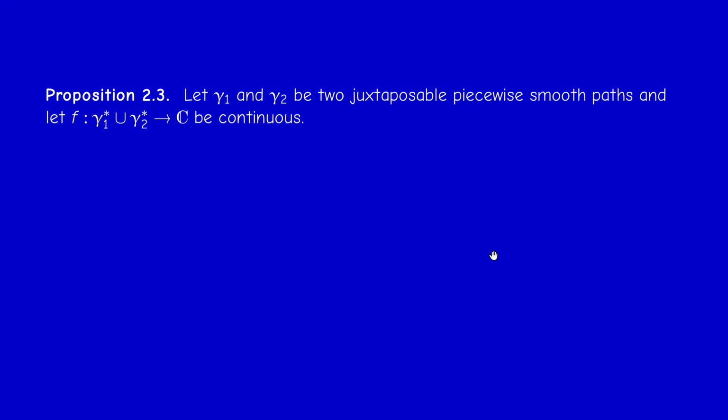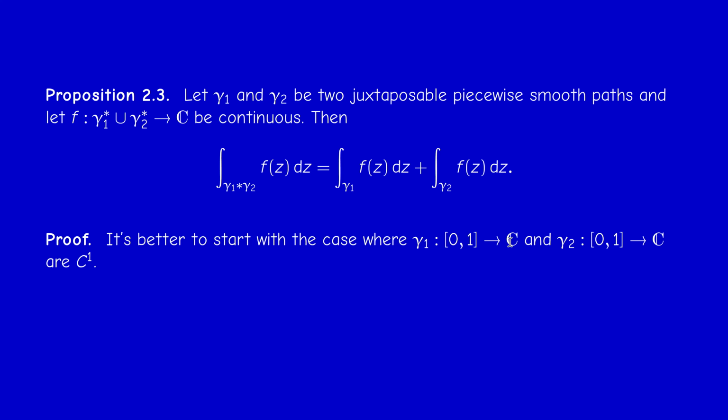The second point is a rigorous proof of proposition 2.3, because a student asked me to check his proof, and actually it was correct, but let me give it here. So I want to prove that the integral over the composition of two paths is the sum of the integrals over each path, right? As usual, let us start with the easy case where gamma 1 and gamma 2 are not just piecewise smooth but smooth, because we understand better what happens here, and all the ideas are there. Okay, so let us start with this case.